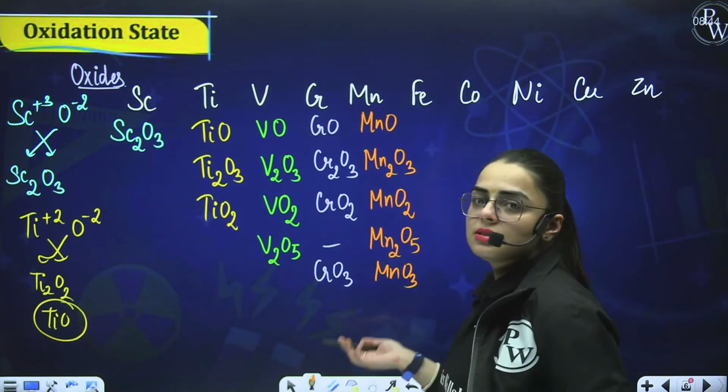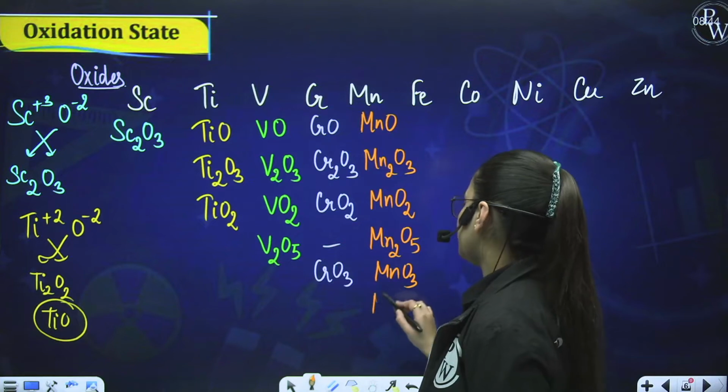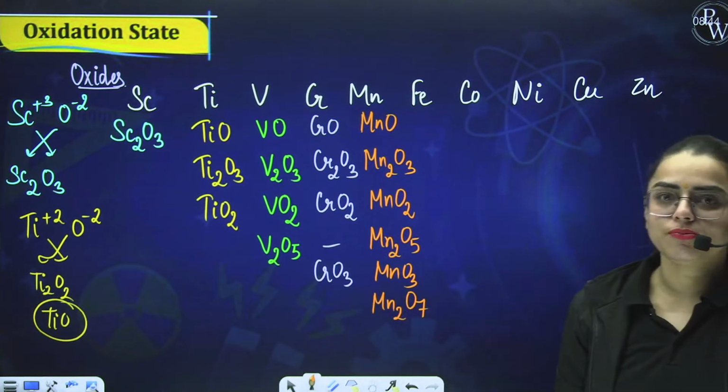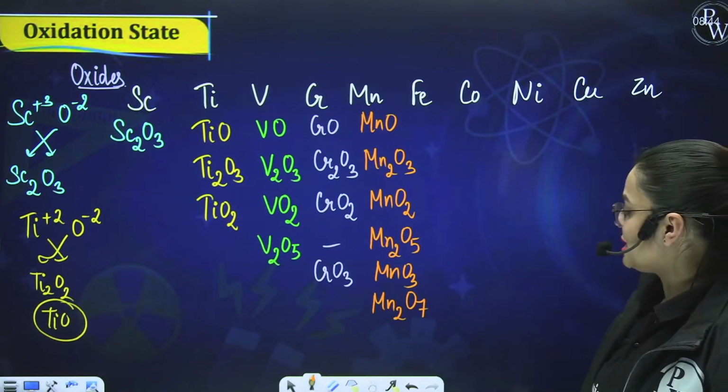Now at last is oxidation state +7, right? So it is Mn2O7. So these compounds are seen in the case of manganese. Now coming on to our iron section.